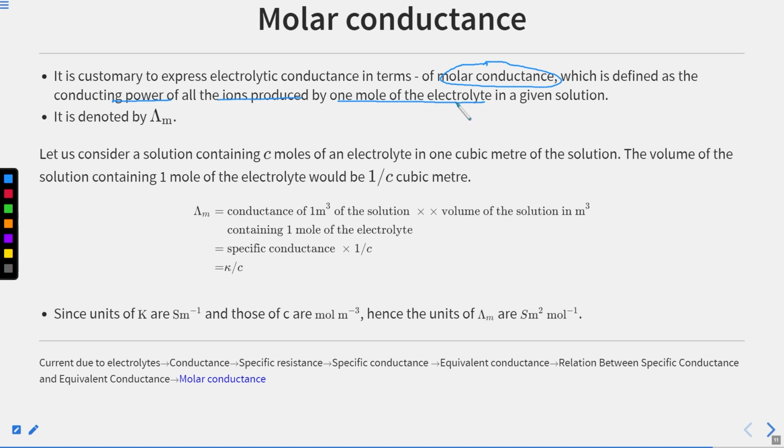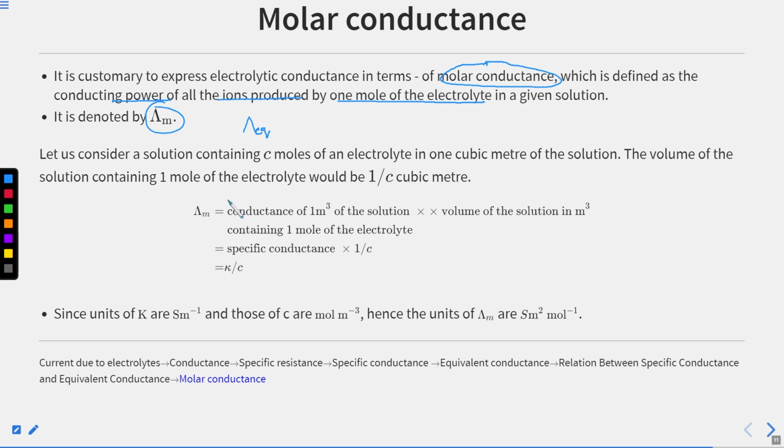This thing is denoted by lambda m. Equivalent conductance was denoted by lambda, and sometimes it is also denoted by lambda EQ, which means equivalent conductance. Here it is denoted by lambda m.